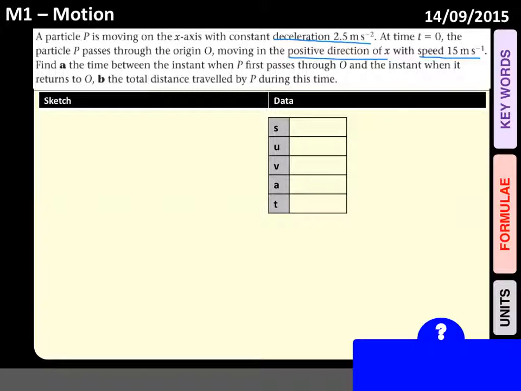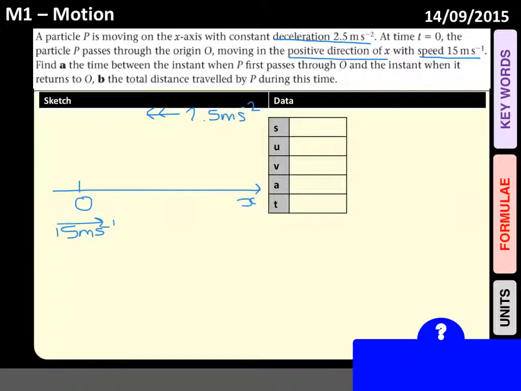So starting off with our diagram, we know that we've got movement in the positive x direction. I know my deceleration is going to be acting opposite to that, so that's 2.5 meters per second squared. The 15 meters per second, if we read back before that, that's when it passes the origin O. So I'm going to mark on the origin O, and then I can draw my arrow saying it's moving this direction with a velocity of 15 m s to the minus 1.